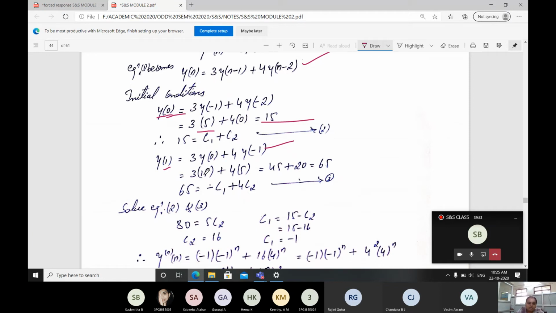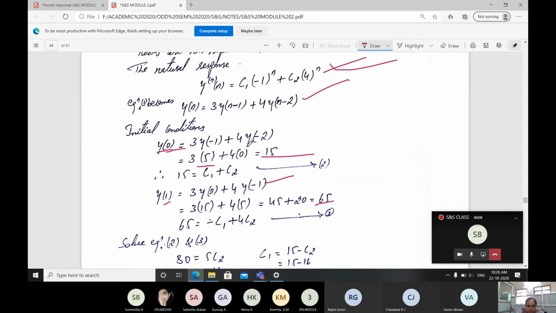3 into 15 plus 4 y of minus 1, which is 5. Right? Substitute that and do the calculation. You will be getting 65. Then substitute n as 1 in the natural response equation also. When n is 1, you will get minus 1 here and 4 here. Therefore 65 is equal to minus C1 plus 4 C2. Take these as equations 2 and 3.